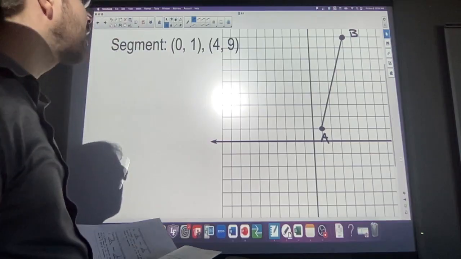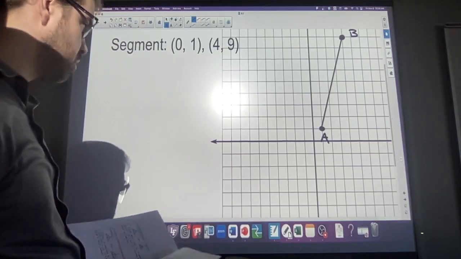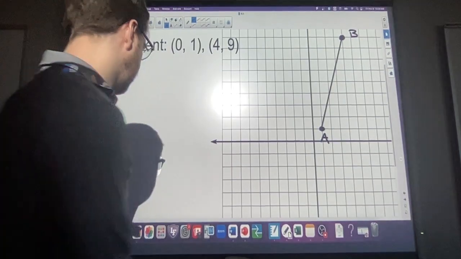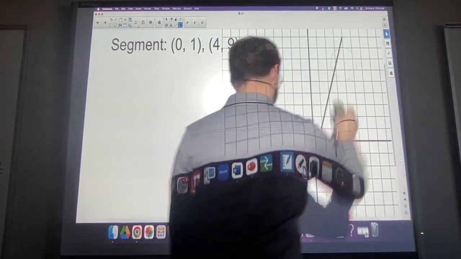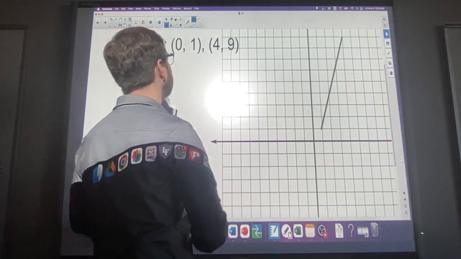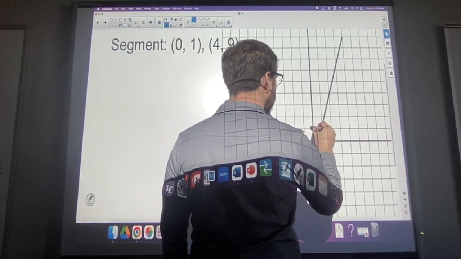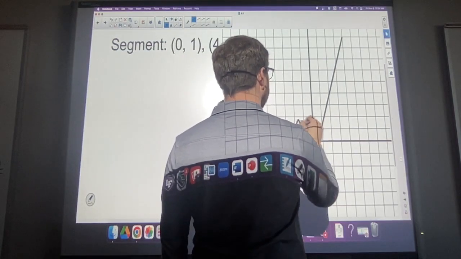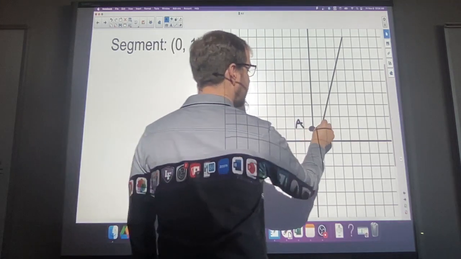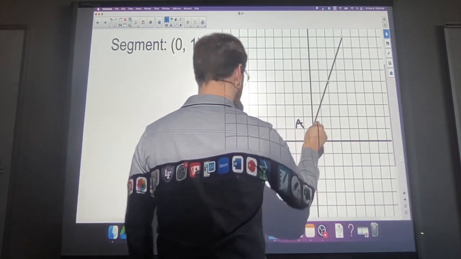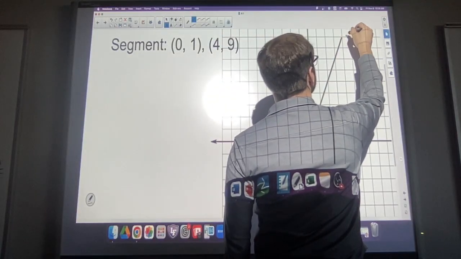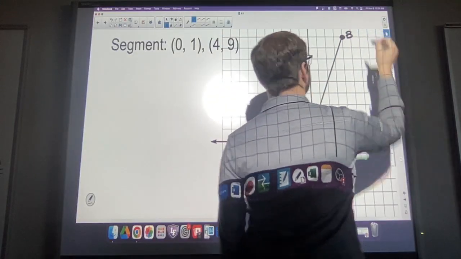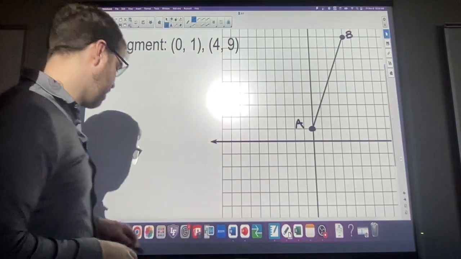Wait, make sure I graph this right. You know what? I'm a dingus. I was like, this is not looking right. Yeah, I messed up point A, right? Point A is (0, 1), not (1, 0). If you were kind of looking at me sideways while I did that, I was wondering, something wasn't looking right. There we go. So now we have A and B in the correct spot. All right, now it's looking right.